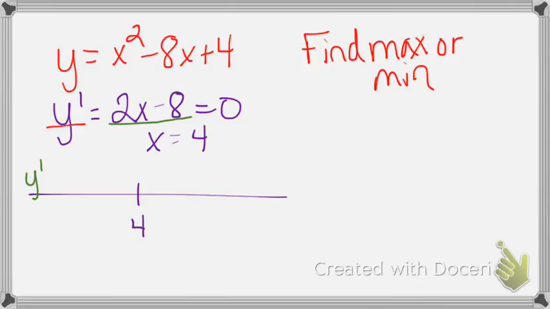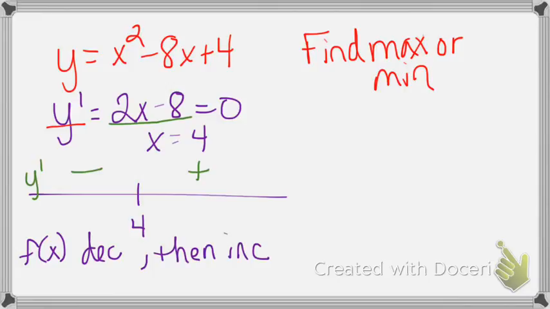So if I plug in a 0 into that, 2x minus 8, I get a negative. If I plug a 10 into 2x minus 8, I get a positive. And so what this tells me is that f of x decreases until I get to 4, then it increases. So thinking about decreasing and then increasing, that means there must be a minimum at x equals 4.